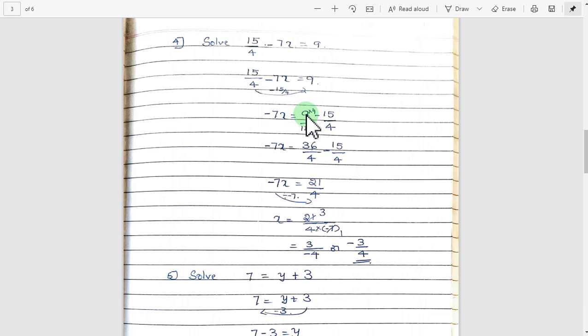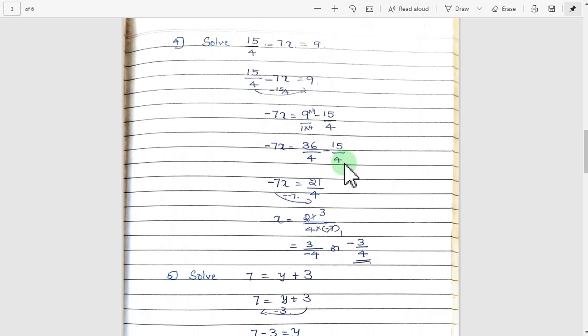So now we have to convert this 9 into a fraction. So 9/1. Now equating the denominators, 4 is the LCM. So multiply 4 to the numerator and denominator. 9 4s are 36, so 36/4 - 15/4. Don't forget to carry -7x to the next step: -7x = 36/4 - 15/4.